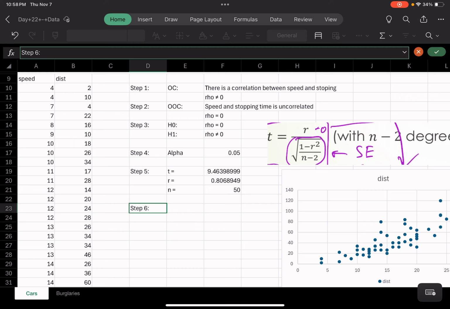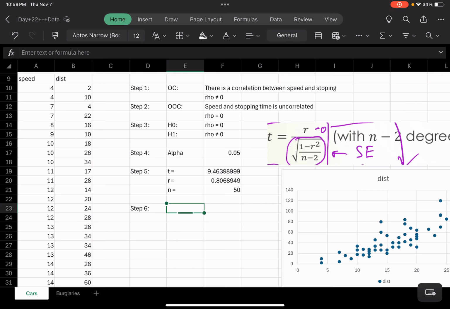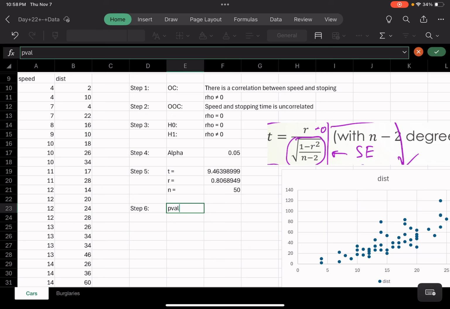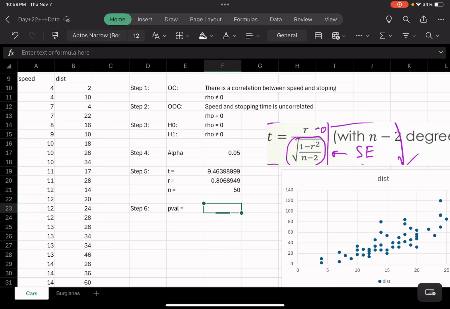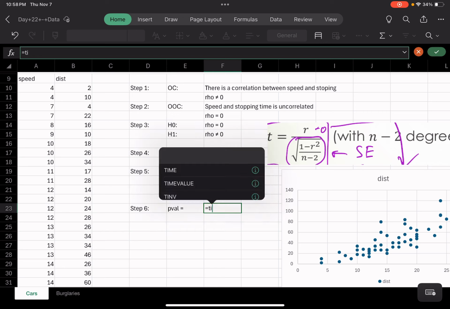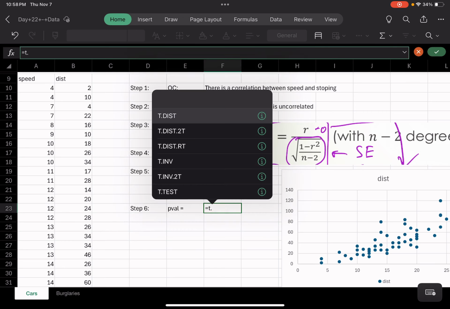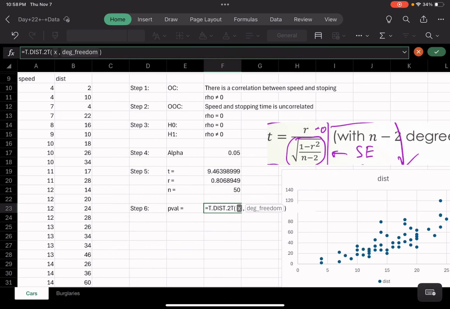Step 6, the p-value. Same as before now. We're at home now. The p-value equals, okay, this is a t distribution, so I'm going to do equals T.DIST. Is it right-tailed, two-tailed? It's two-tailed, actually. So I'm going to put in my t value. Now my degrees of freedom, right there for now.